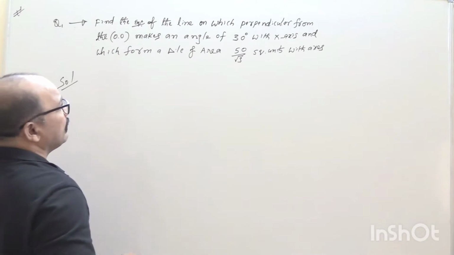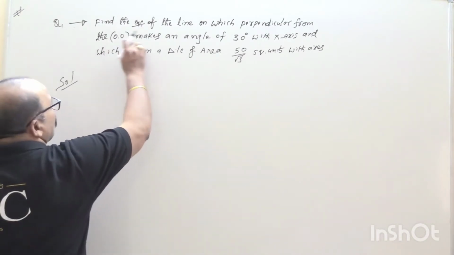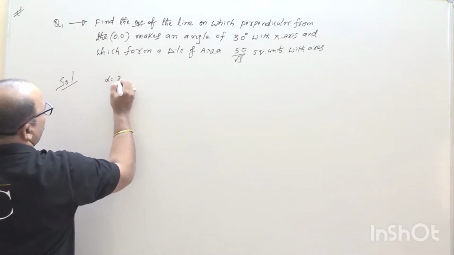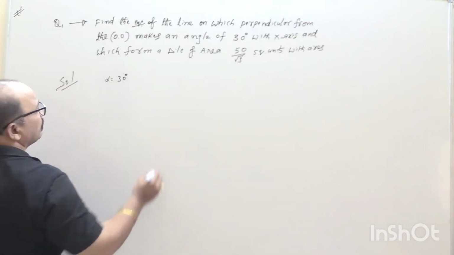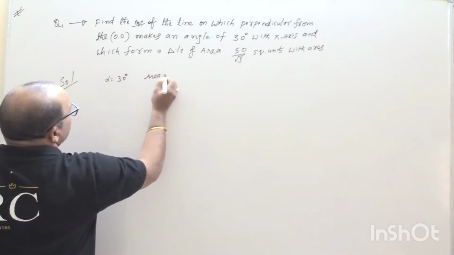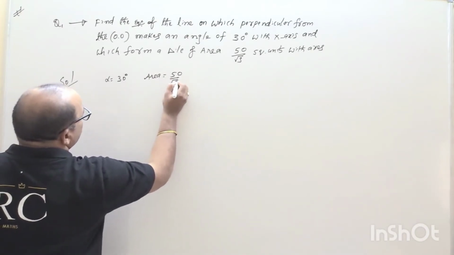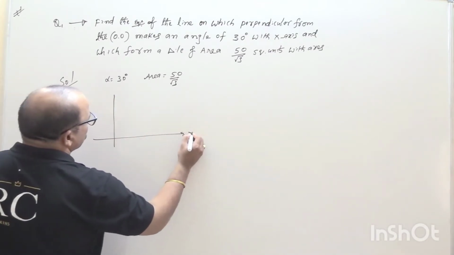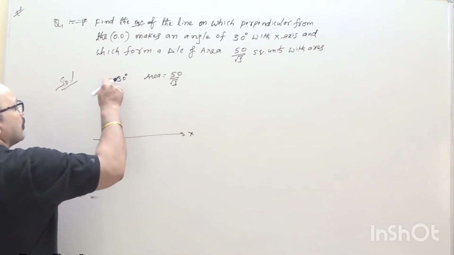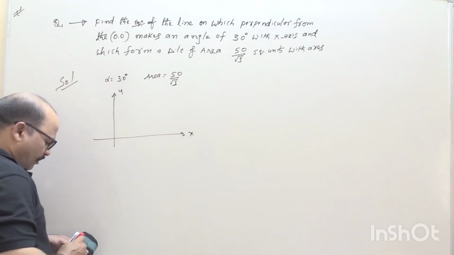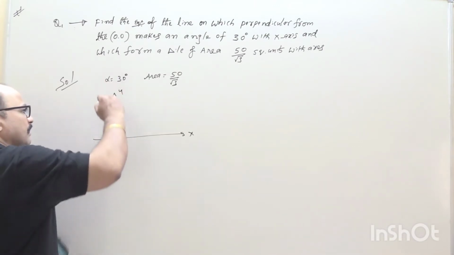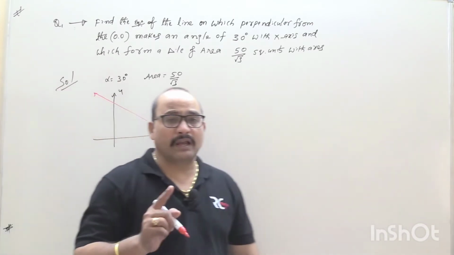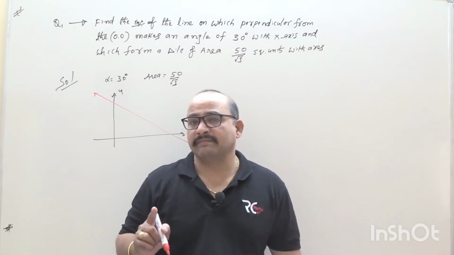Find the equation of the line on which the perpendicular from the origin makes an angle of 30 degrees. As per the data, alpha is equal to 30. Then the area is given, so we have these two pieces of information, students. I am going to give the diagram. This is the x-axis, this is the y-axis. This is the normal line. Now we have to calculate the red line equation. This is our aim.